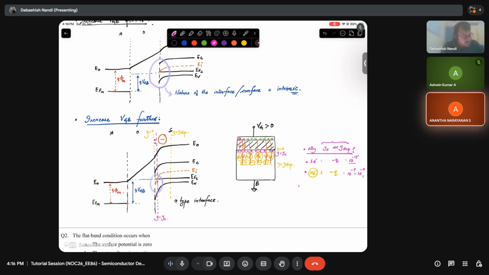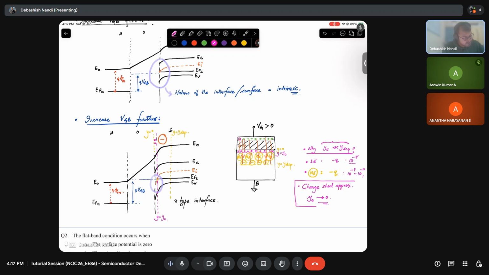You will see we will make some approximation called charge sheet approximation. There we consider YC to be 0. Of course, if it is 5 orders, I can neglect that, right? So that is one of the very key approximations in device physics or device modeling, that charge sheet approximation, where we make this YC tends to 0. This is the reason why we make that approximation, right?